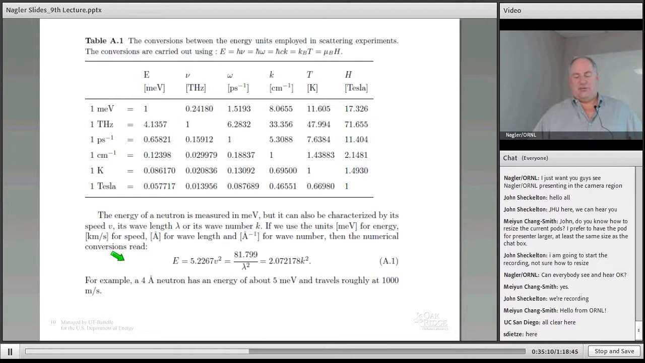And keep in mind, neutrons are massive particles, so they have an energy 1/2 mv squared. Okay, they have a de Broglie wavelength, right? The momentum h bar k can be related to the wavelength lambda. And if I use units of millivolts for E and angstroms for wavelength, I find that E is about 81 or 82 divided by lambda squared. Okay. So converting this into velocities, you'll find that the neutrons in the range that we're using typically are moving at thousands of meters per second.